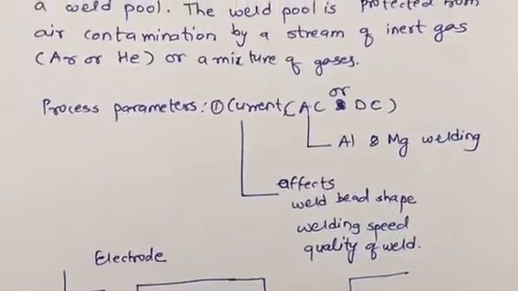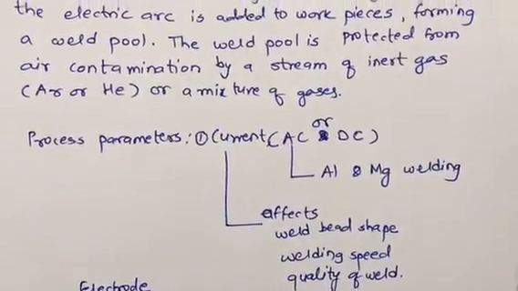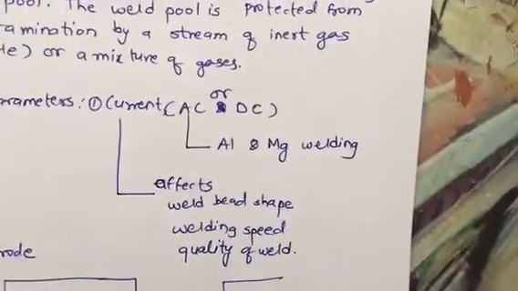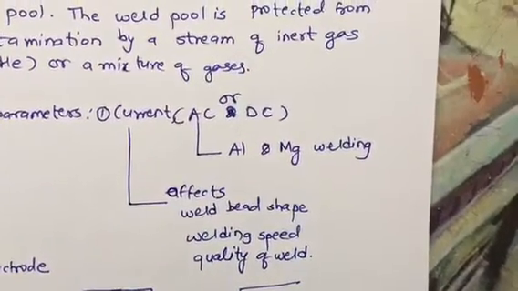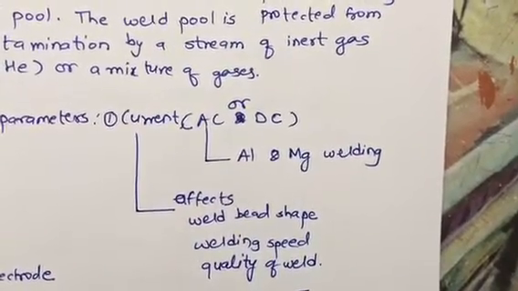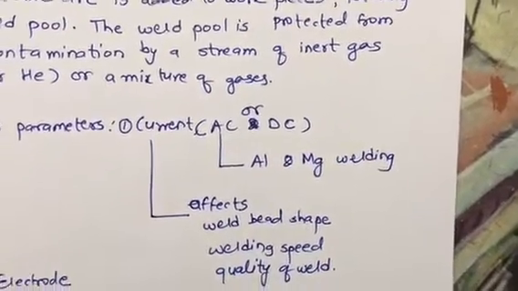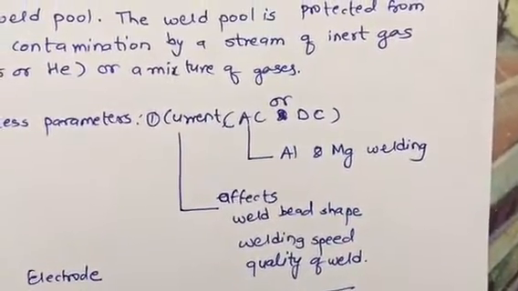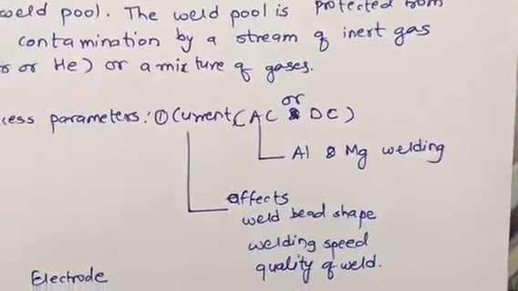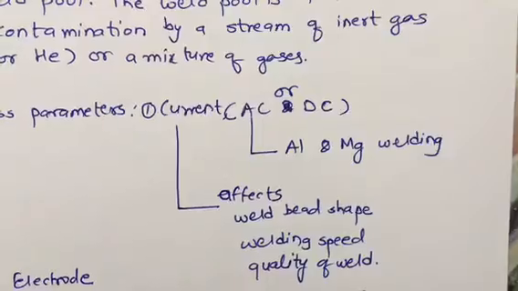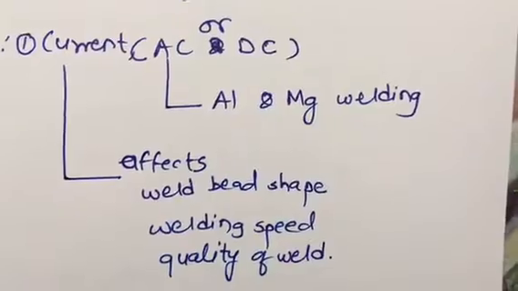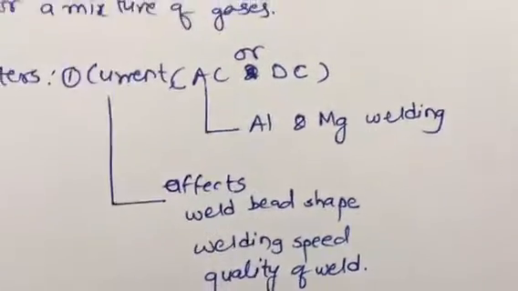Now let us look at different process parameters which are used in this one. There are multiple process parameters. The first process parameter is current. The current could be AC or it could be DC as well. AC current will be preferred in the cases where aluminum and magnesium welding is there, whereas DC currents are also used in these applications. Now the current that is passing through the electrode affects weld bead shape, welding speed, and quality of weld.